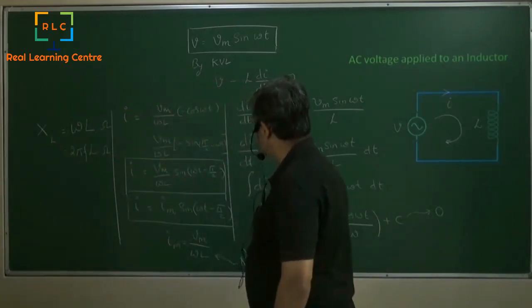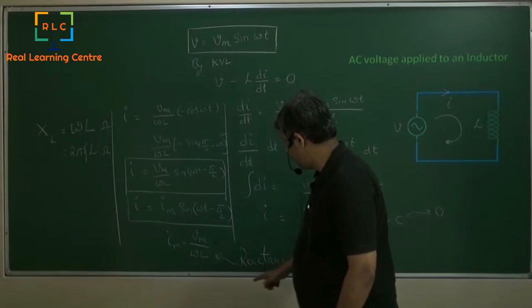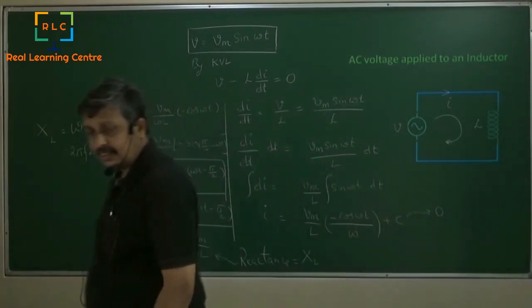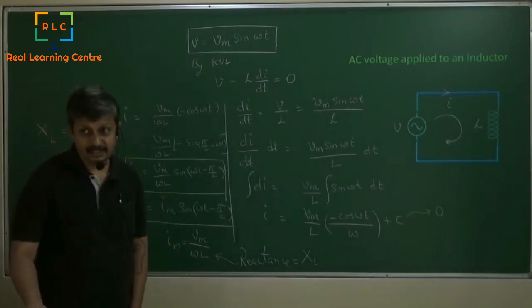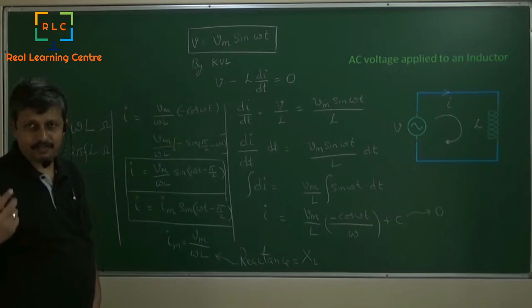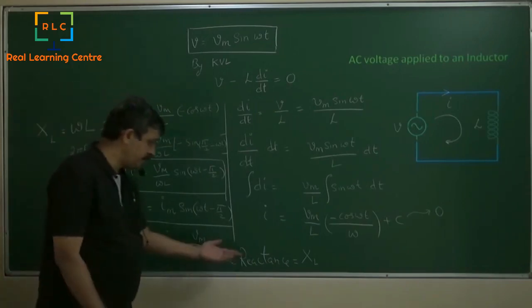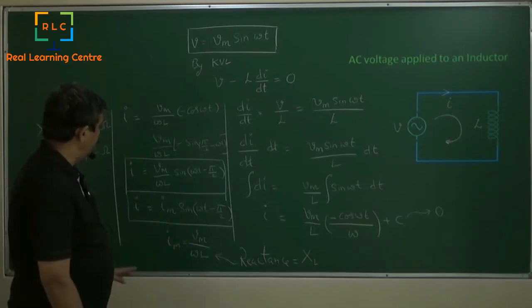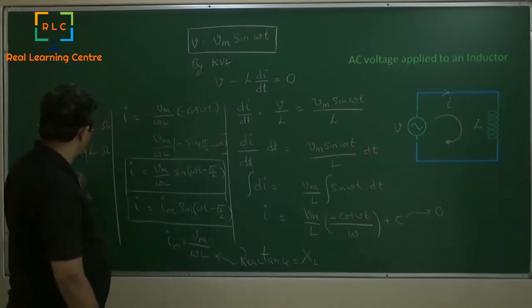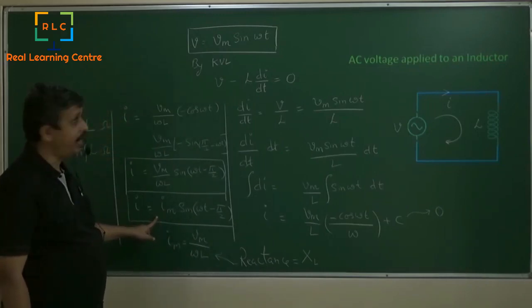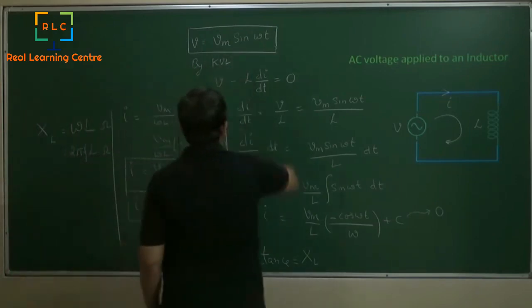So what we saw is we came to understand a new word called reactance, and it is similar to resistance. The only difference is in terms of unit; it is similar to resistance. The difference is that it depends on the frequency. And we proved that XL is equal to omega L, and we also proved what is the value of I. So V is equal to Vm sin omega t.